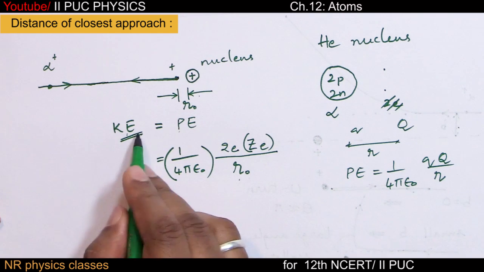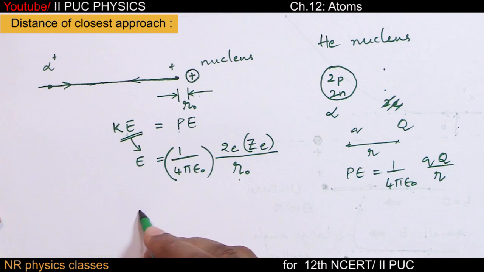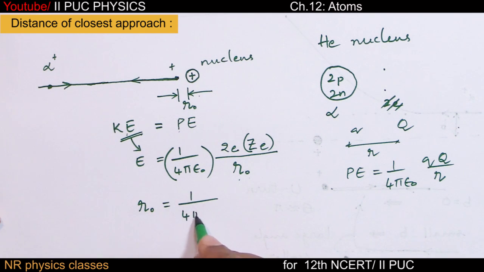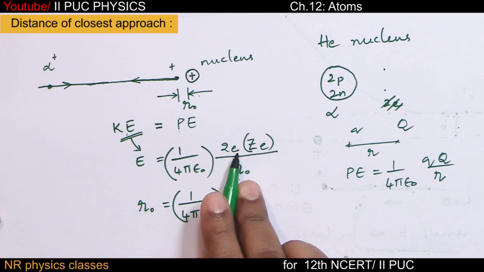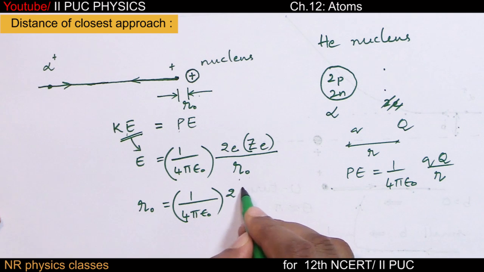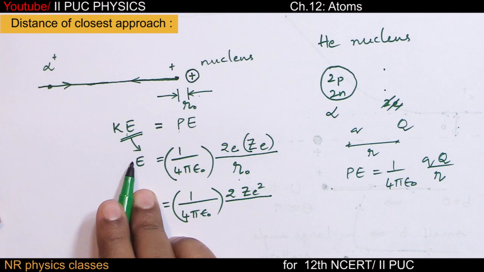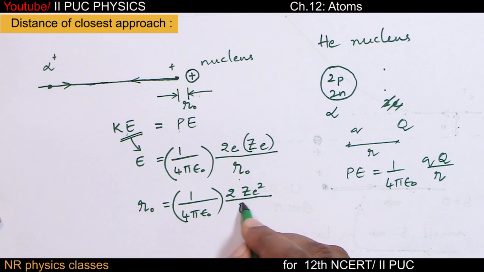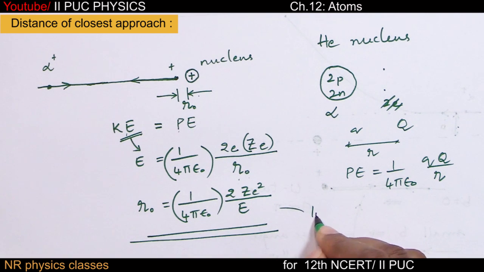Kinetic energy, let me denote kinetic energy by just E. Then R naught, the distance of closest approach, is equal to 1 by 4 pi epsilon naught into 2 times Z E square by E, taking R naught to the left hand side and E to the right hand side. So this expression is required for 1 mark.